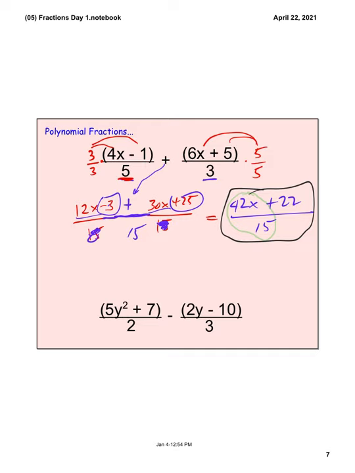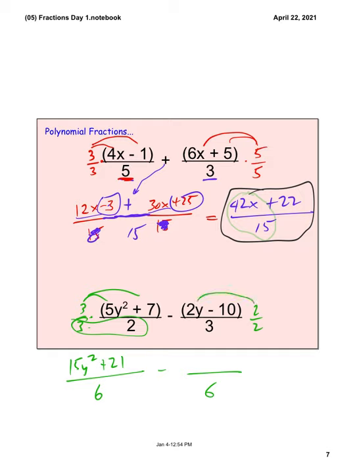Similarly, on the second one here, working with a little smaller numbers, which is kind of nice here, we're going to take and multiply the left side here by 3 over 3. And when we do that, that leaves us, as we distribute here, on the left side with a 15y squared plus 21 all over 6, so 3 times 2 there to get the denominator. And then on the right side, we're going to multiply by a 2 over 2 so that we get that 6 in the denominator again. And as we distribute that 2, that gives us a 4y minus 20.